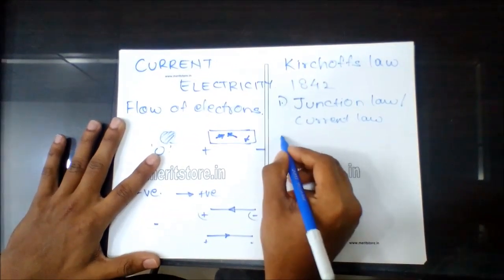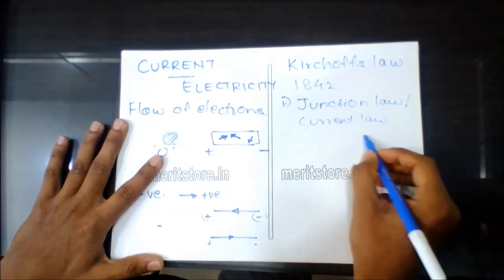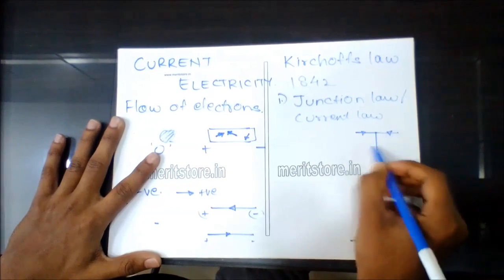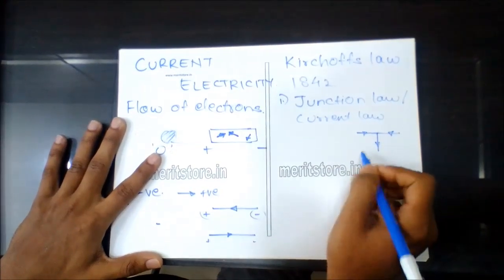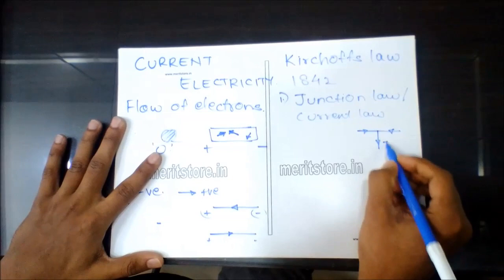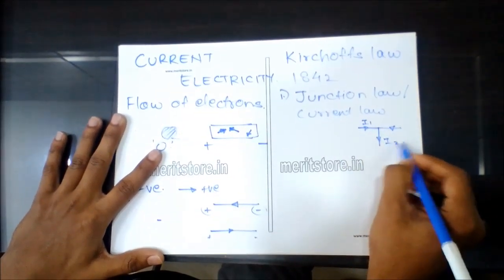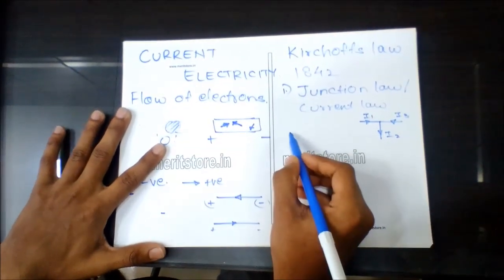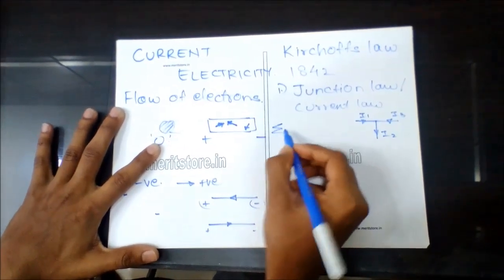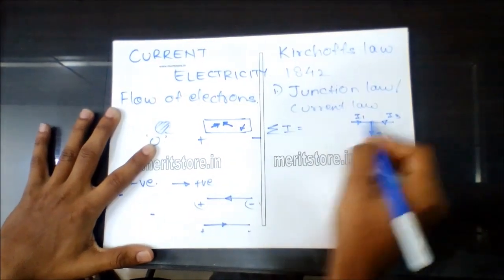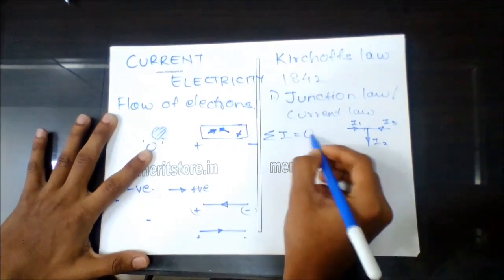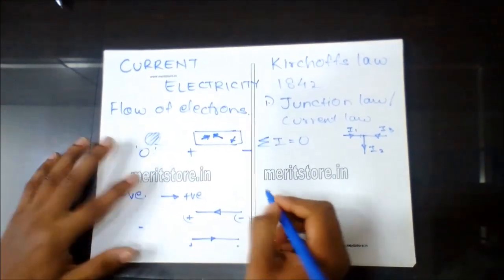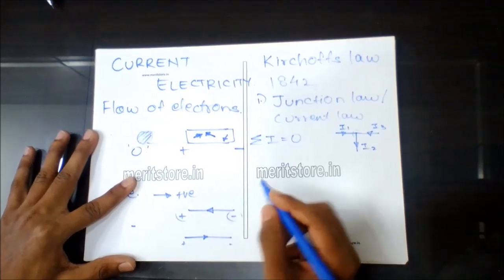This law states that at any point in an electric circuit, say a point with currents I1, I2 and I3, the algebraic sum of all the currents at this point is 0. This law is in accordance with the law of conservation of charge.